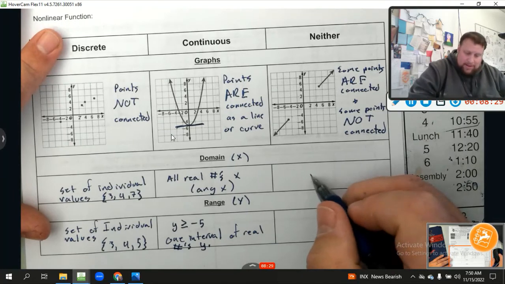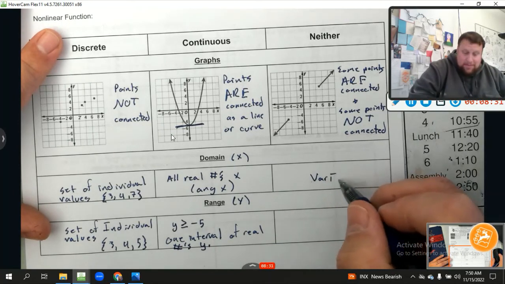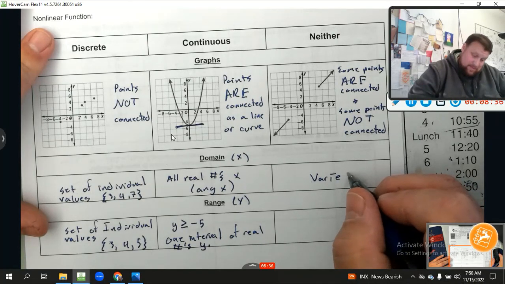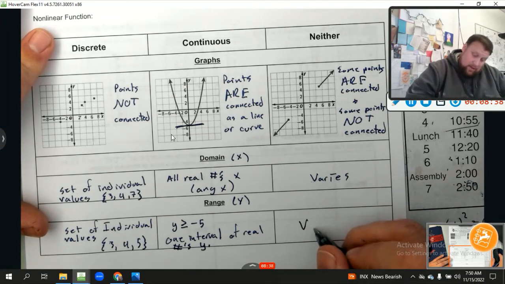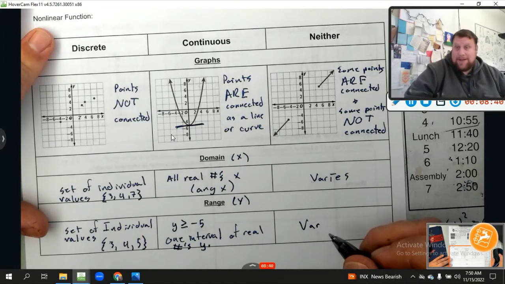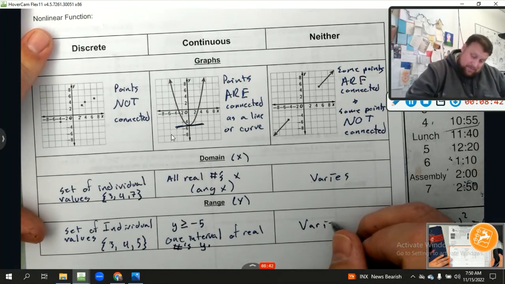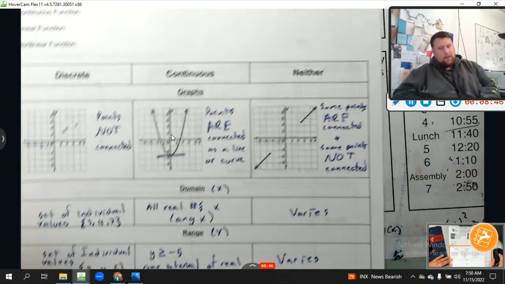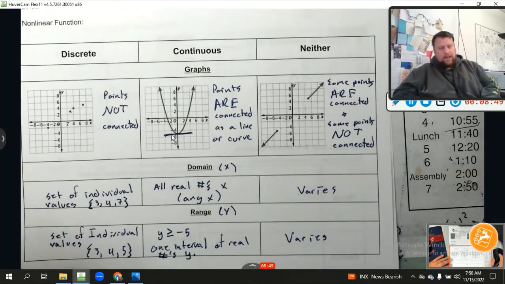And the domain is going to vary. It depends. Sometimes you're going to have all x, sometimes you're going to have just partials of x. In the same way, the y varies, because sometimes you're going to have all y, sometimes you're going to have parts of y in intervals. Again, it has elements of both of these. Okay? All right, pause this, write it down as needed. Let's go.